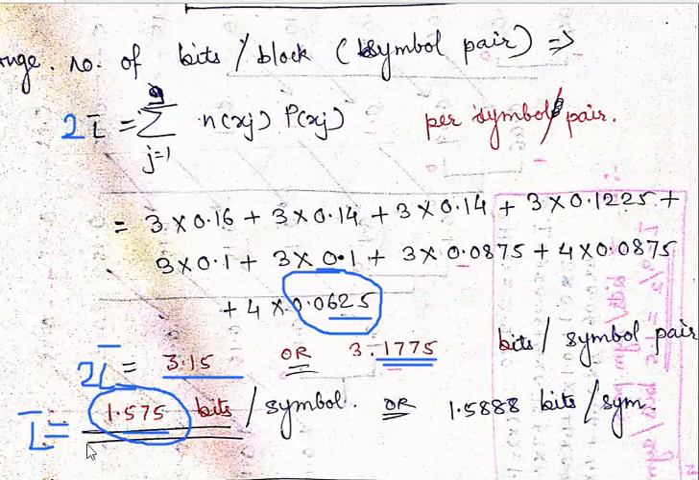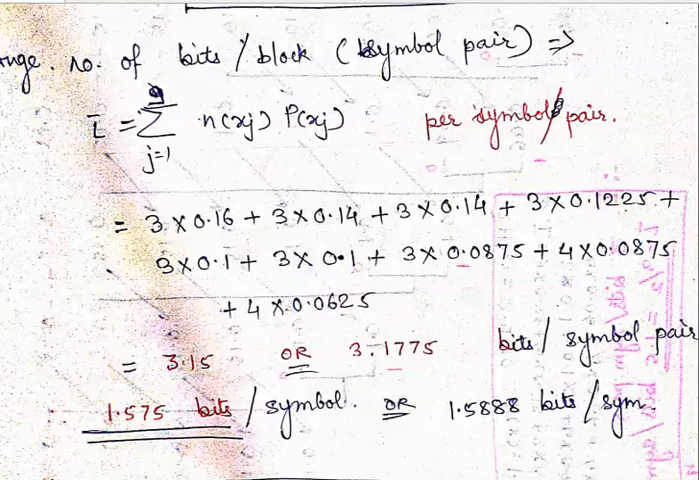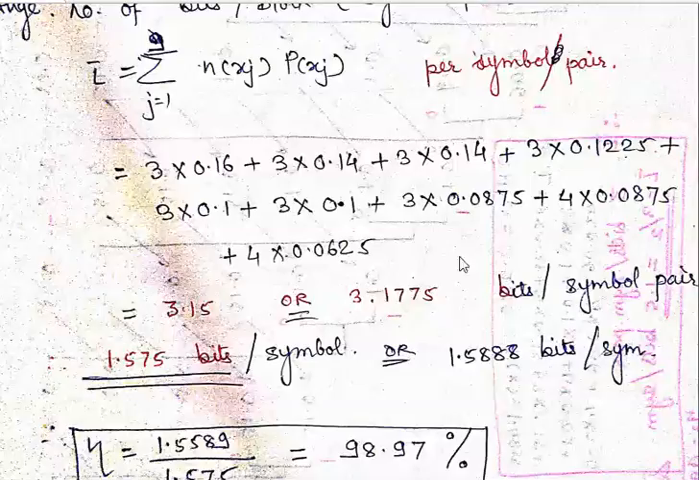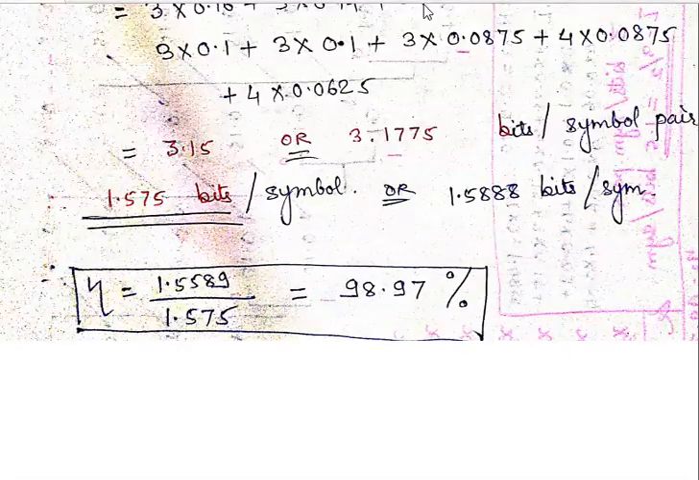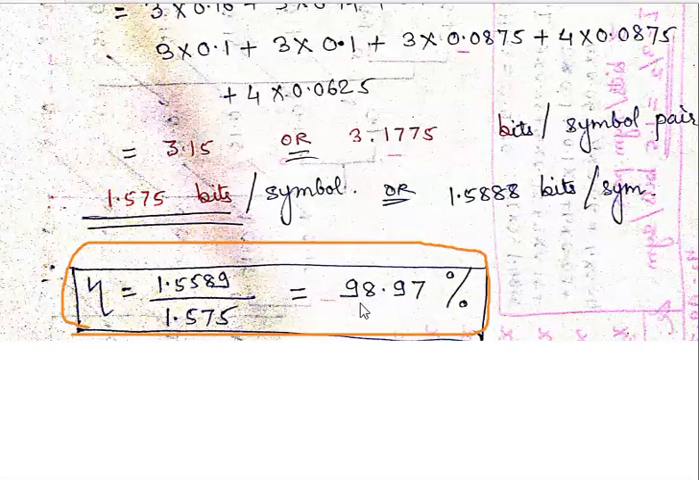Once you have calculated L bar, let's calculate the efficiency. H(x), we have just calculated, is 1.5589, and L bar is 1.575. Using these two values, we can easily obtain the efficiency. This is the efficiency, which has now increased. Earlier it was 97%, now it is 98.97%. Similarly, we can have a group of 3 messages, but for that you need to group 3 probabilities at a time.